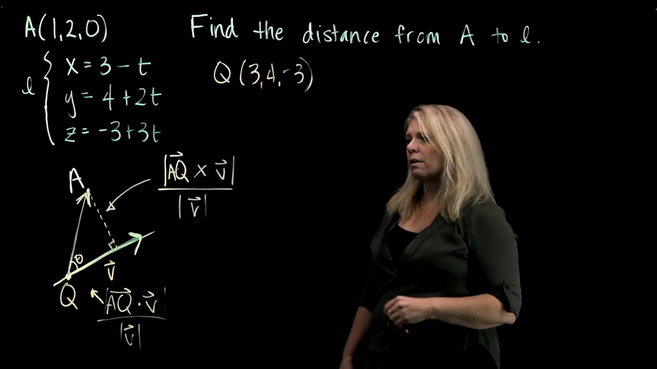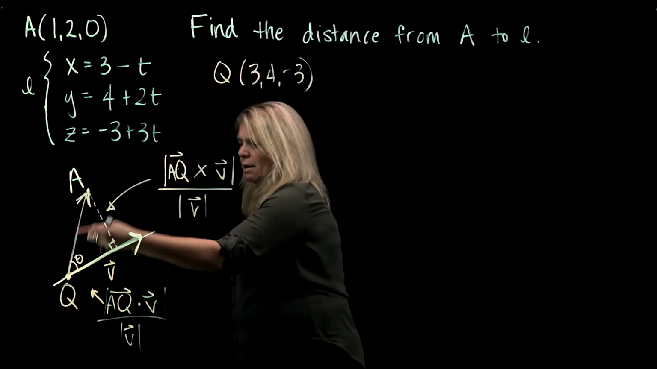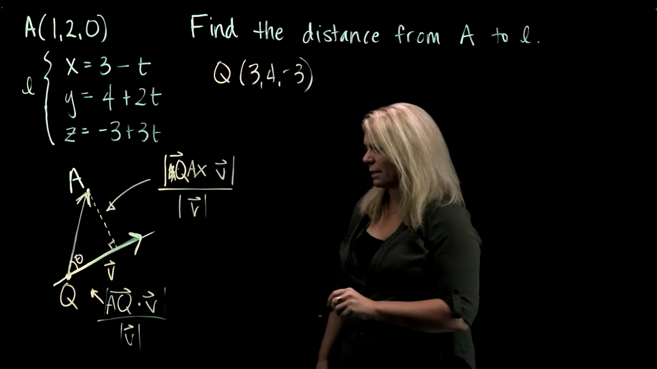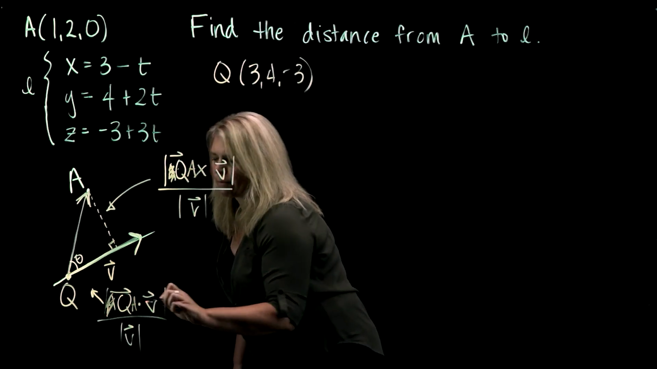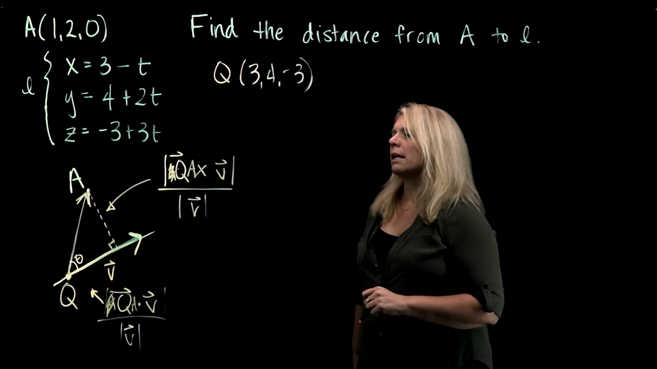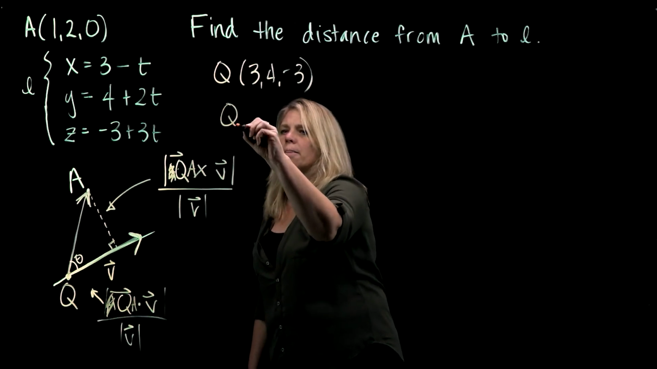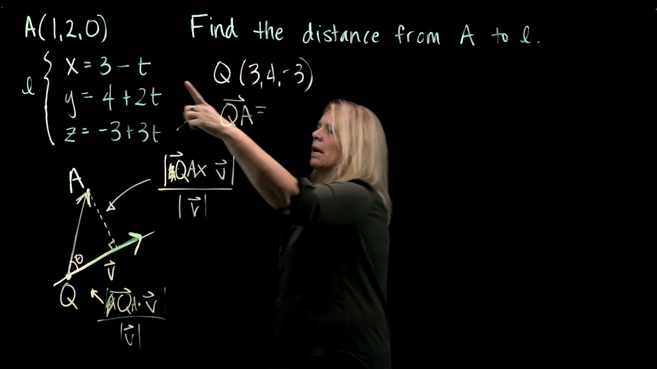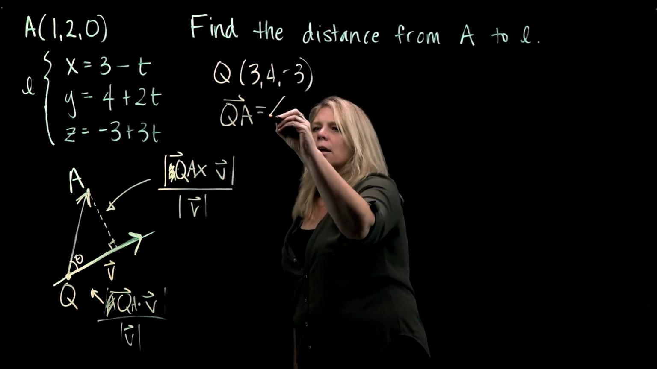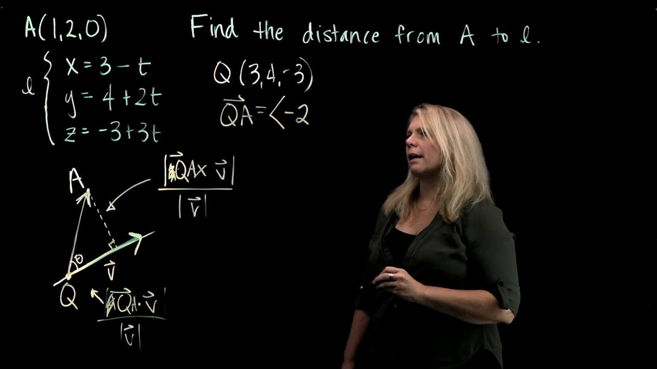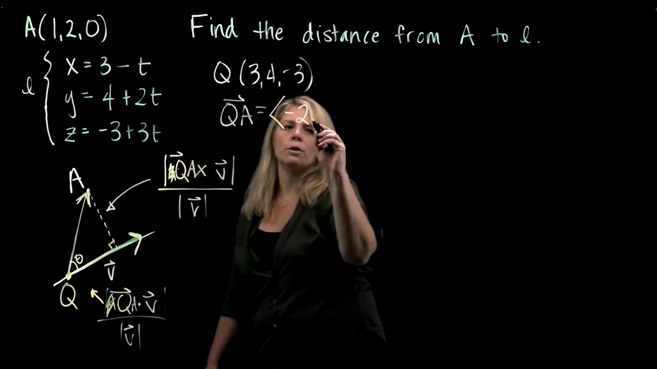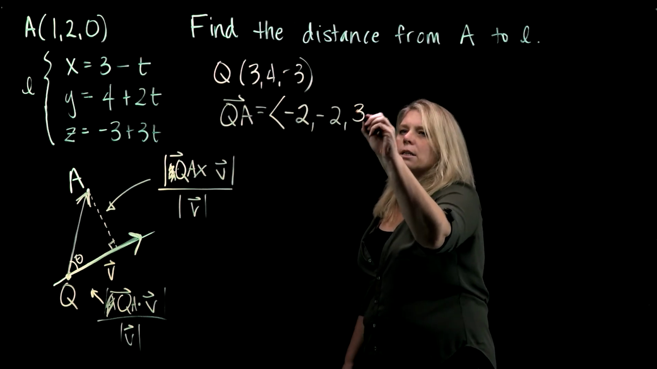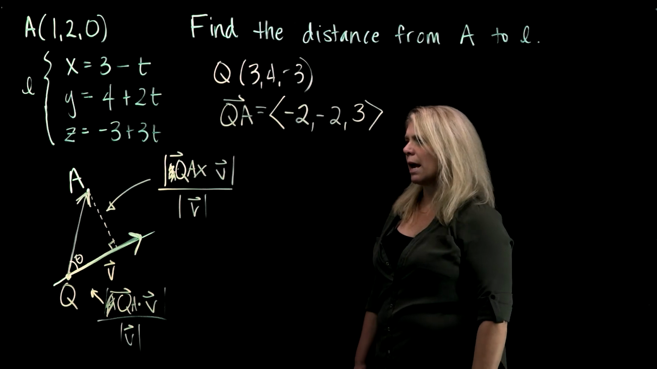I can get the vector AQ. Oh, actually, the way I drew this on my picture, I have QA. I think I started to write it that way and corrected myself. So I need the vector from Q to A. If I start at Q, so x coordinate of 3, and I end up with an x coordinate of 1, my change in x is -2, and then from 4 to 2, my change in y is -2. From -3 to 0, my change in z is 3. All right, so there's QA.